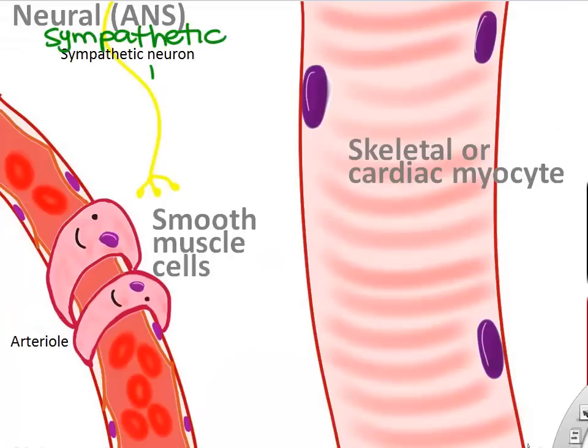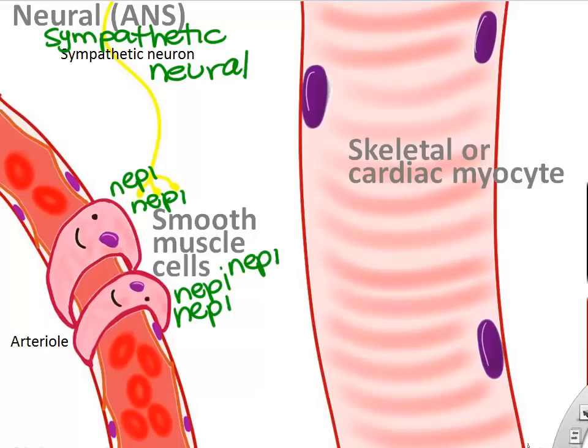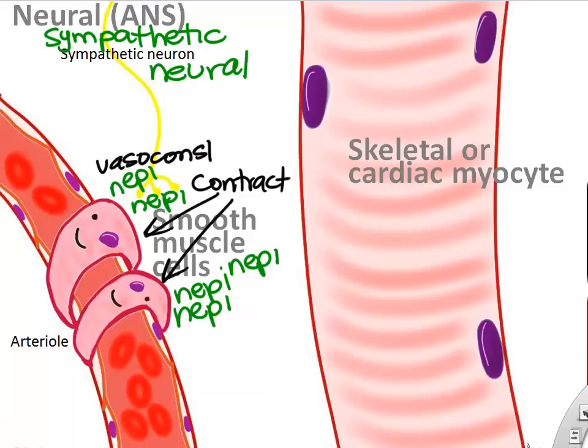Another important factor is going to be neural control of blood flow. So the sympathetic nervous system releases norepinephrine. Norepinephrine typically causes smooth muscle cells to contract, causing that arteriole to vasoconstrict. This reduces blood flow then to that organ or that tissue.